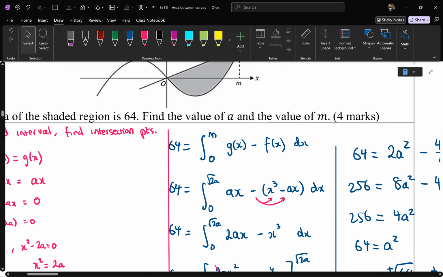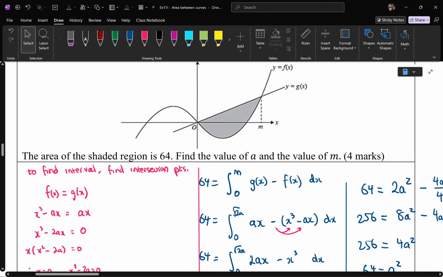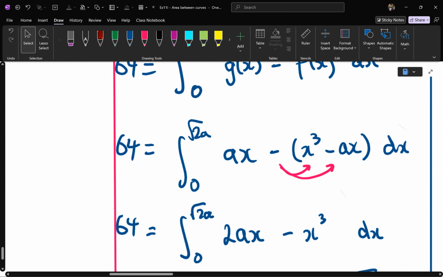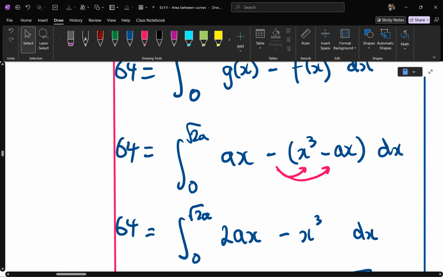So now that you got the interval, they told you that the shaded region is equal to 64. So g of x take away f of x. That's the values that I'm looking for. Higher y value take away the smaller y value. So 0 to m or 0 to root 2a. The area has to equal 64. It's g of x take away f of x. That's the modeling. Then from here, once you modeled it correctly, it's about you simplifying correctly.